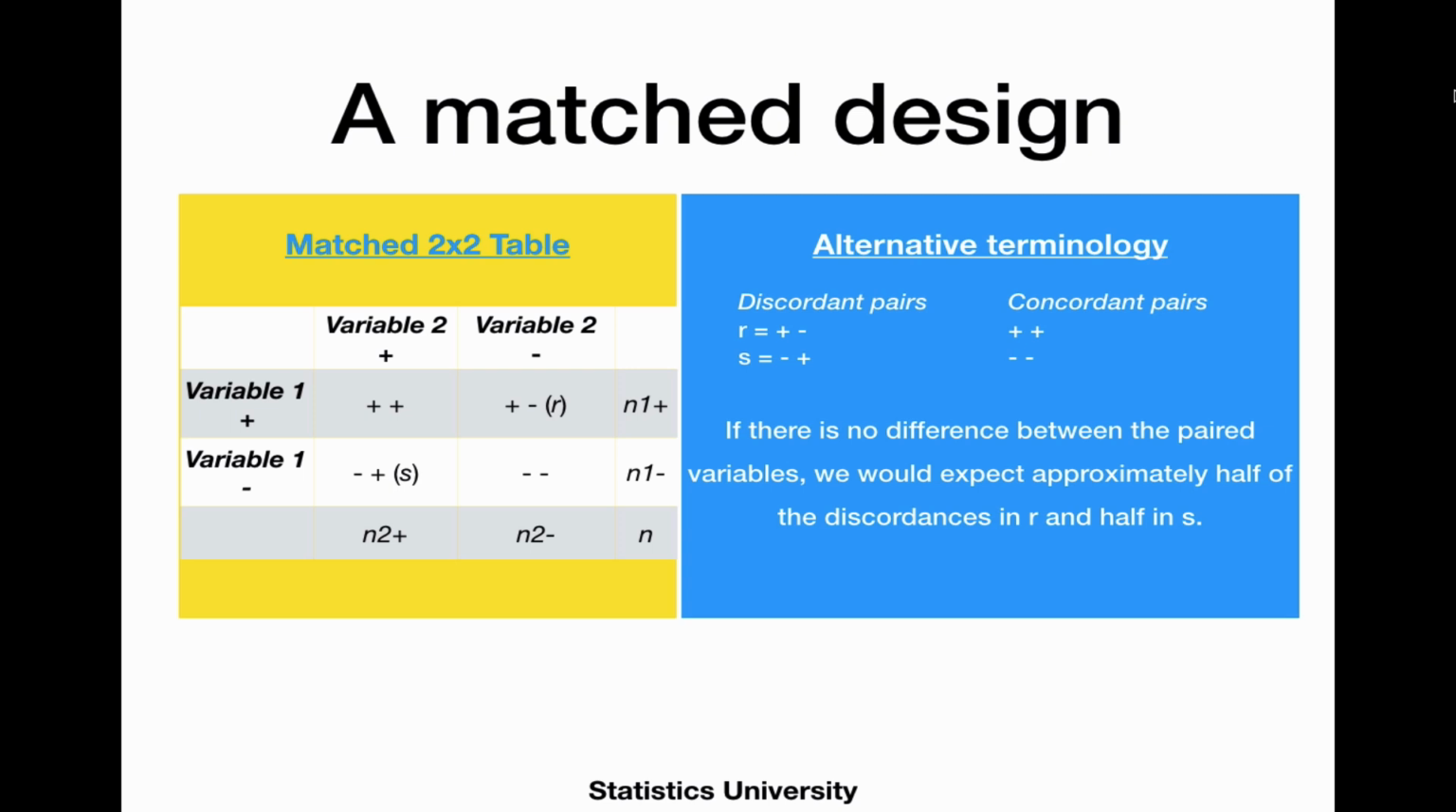And in these tests we're looking at a matched pair analysis where we compare two different variables with each other that either have a positive or negative outcome. And so you can have discordant or concordant pairs. And this discordant pair is called R, whereas this discordant pair is called S. And if there really is no difference between both variables in the paired analysis, we would expect approximately half of the discordances here in this cell at R and here in this cell at S.